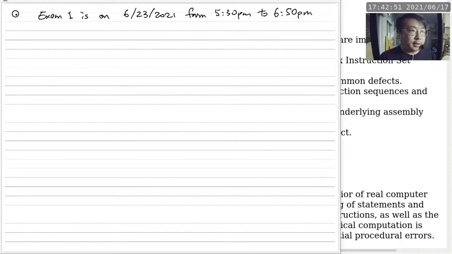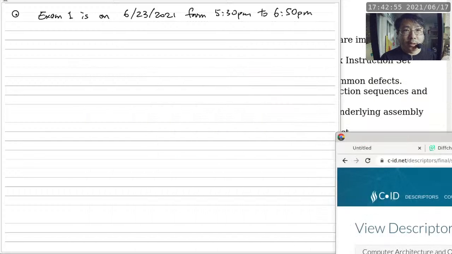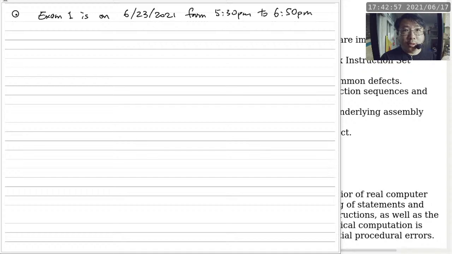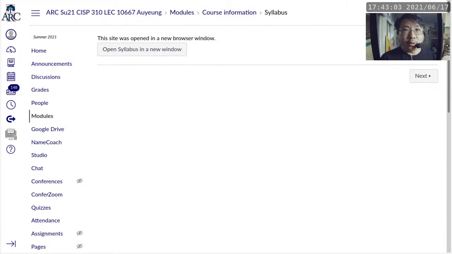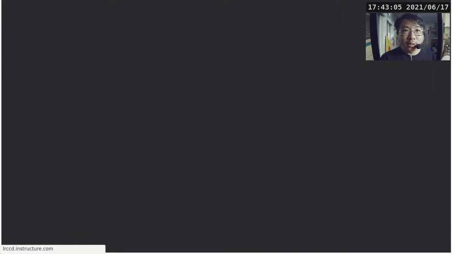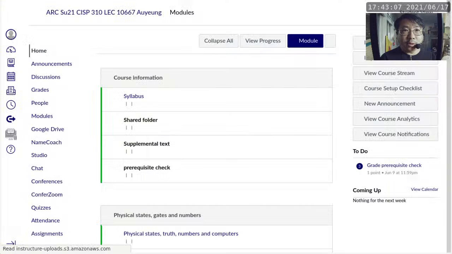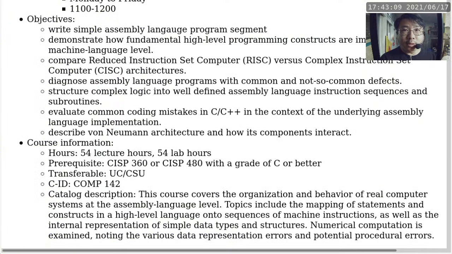But before we get to that, I would like to show you a document. Not this one, but I want to show you the syllabus, because first of all, I'm assuming all of you have read the syllabus, which is super important. Oh, it's right here. There we go.